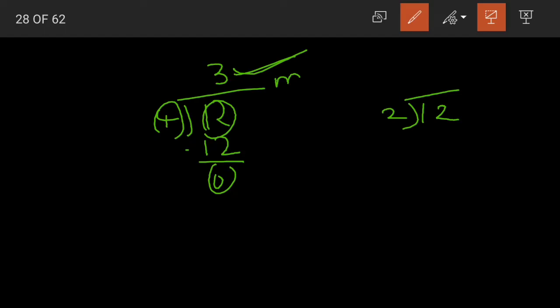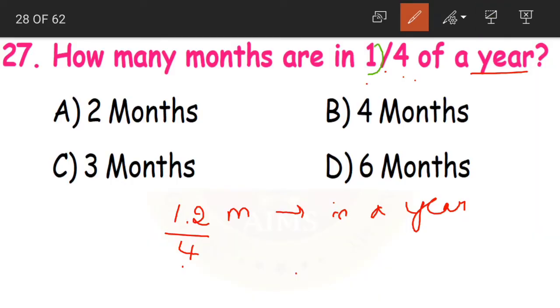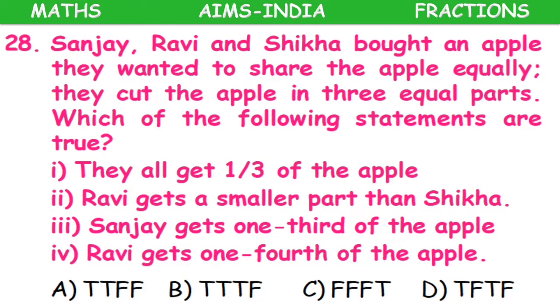Divided by the denominator, children. Here numerator is 1. The denominator is 4. So divided by the denominator. 12 divided by 4 is equal to 3. So 1/4 of a year has 3 months. Option C.